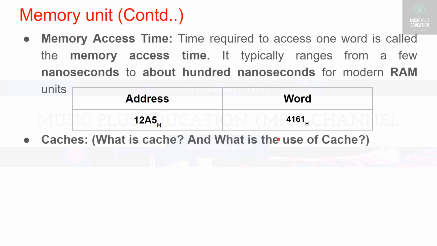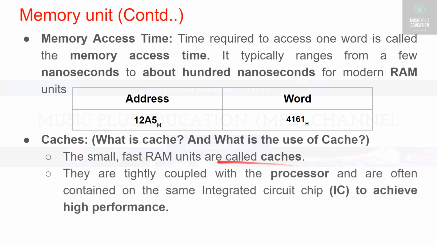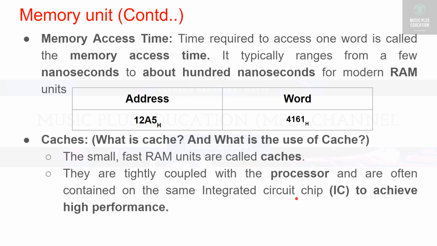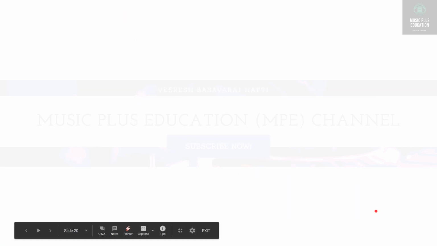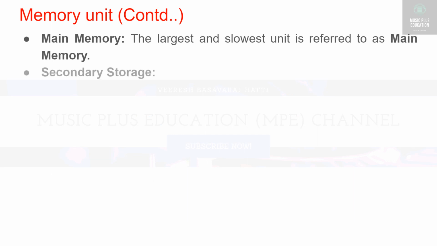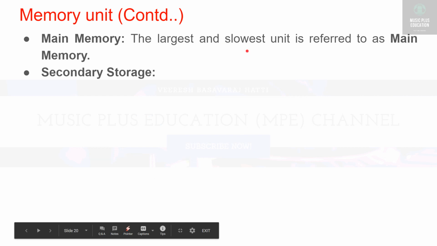What is cache and what is the use of cache? The small and fast RAM units are called caches. These caches are tightly coupled with the processor and are often contained on the same integrated chip to achieve high performance. The frequently used data and frequently used instructions are stored in the cache memory, so that the processor need not go to main memory to fetch the data. That is the reason we use cache memory. The main memory is the largest and slowest unit, because it takes a lot of time for the processor to fetch the data from the main memory.